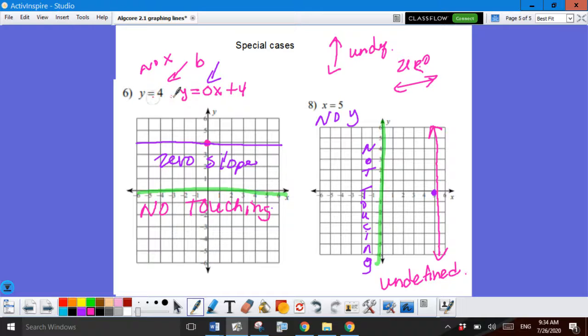So if I see y equals, no x's, it's going to be horizontal, a zero slope. If I see x equals, that's going to be a vertical and an undefined.